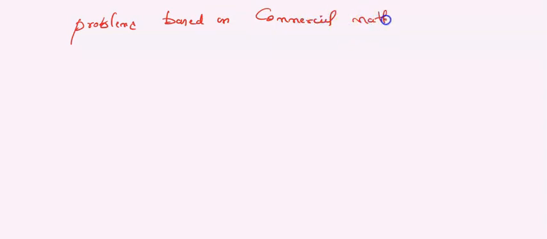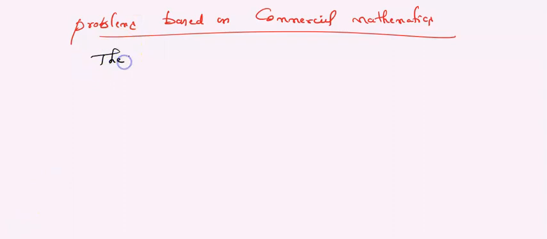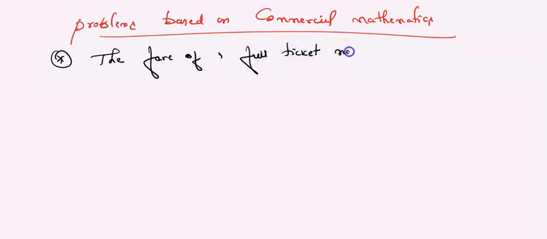Problems based on commercial mathematics. How to solve the problem based on commercial mathematics? Suppose they ask you based on fare system, observe here. Here we have different cases. Now we are solving the first case, that is, let me take the fare of one full ticket as rupees X. If they ask you one full ticket, you have to take it as rupees X.